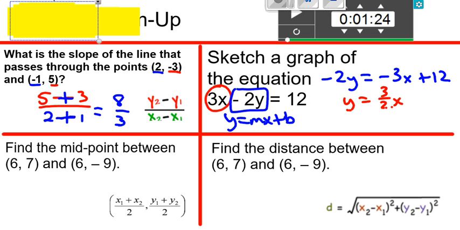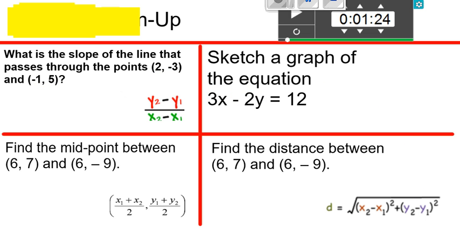+3/2x minus 6. So a really basic rough sketch of that would be something like this. 1, 2, 3, 4, 5, 6, something down here, and then up 1, 2, 3 over 2, so 1, 2, 3, so over here someplace. Okay, so just a basic rough sketch is all you need for that.